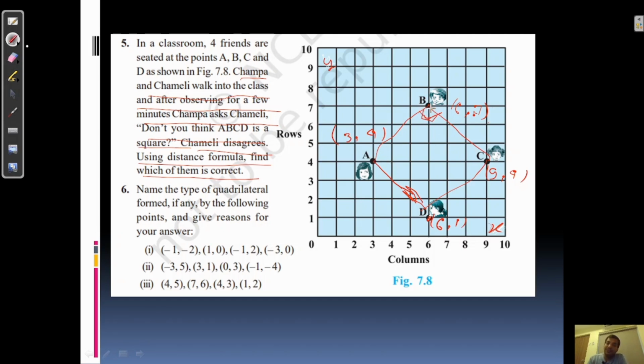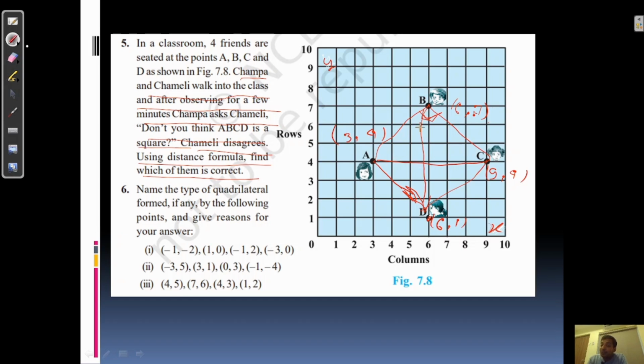First you will find AB, you have to find BC, you have to find CD, then you have to find DA. If all the sides are coming equal, then you will do one more thing. You will find distance between B and D, and then you will find distance between A and C. The distance between AB and AC will come different. AB will come equal to BC and CD and DA, but AC will be different from AB. AC, distance between A and C, it should be equal to B and D.